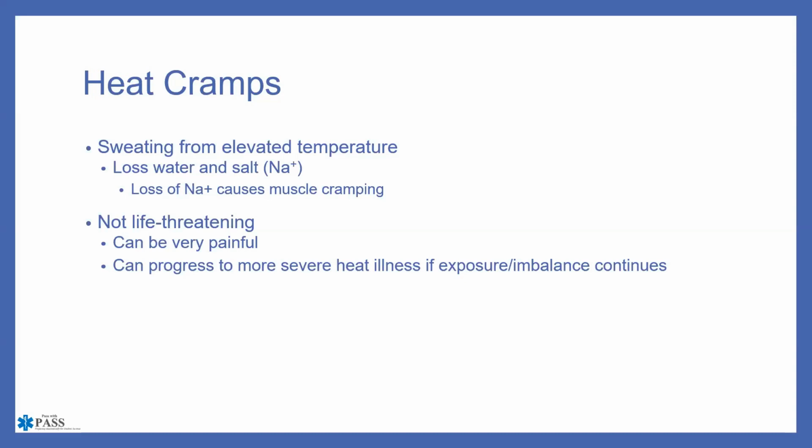All right, so let's look at the final portion here, which is heat cramps, heat exhaustion, and then heat stroke, and then we'll wrap it up for the day. So heat cramps, we're talking about sweating from an elevated temperature. You end up losing that sodium or salt, and the loss of sodium causes muscle cramping. Remember, that is occurring in the lower extremities and in the abdomen. It is where it is most commonly reported. It is typically not a life-threatening thing, but it can be very painful.